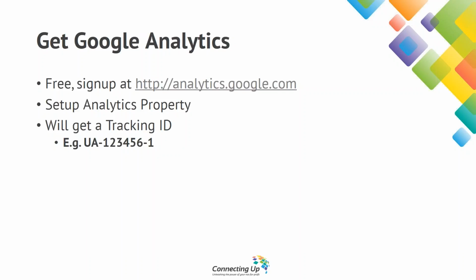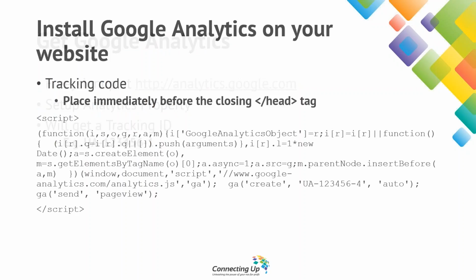It's free to sign up at analytics.google.com. You can set up an analytics property and then you'll get a tracking ID. Google try and make it very easy for you to follow this through because they want you to use it. Now, if you've got a website that doesn't have some kind of content management system, you have to put something that looks like this on every page you want to track immediately before the closing head tag.